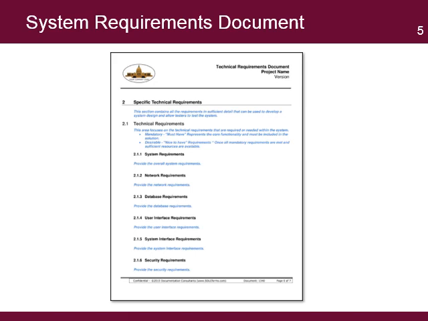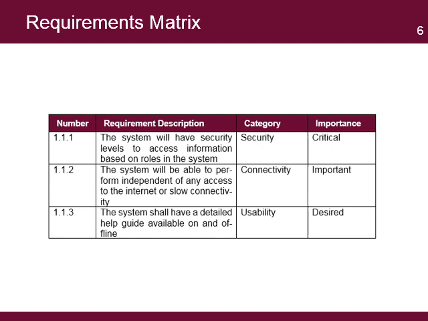A critical component of this document is the requirements matrix. Here's an example of a requirements matrix. The first column identifies a requirement by assigning a unique number. The second column describes the requirements. A third column is used to categorize the requirements, and the last column is used to prioritize the requirements. This last column is useful to keep some of the requirements that are not important or could not be included in the current version and move them to a later version.